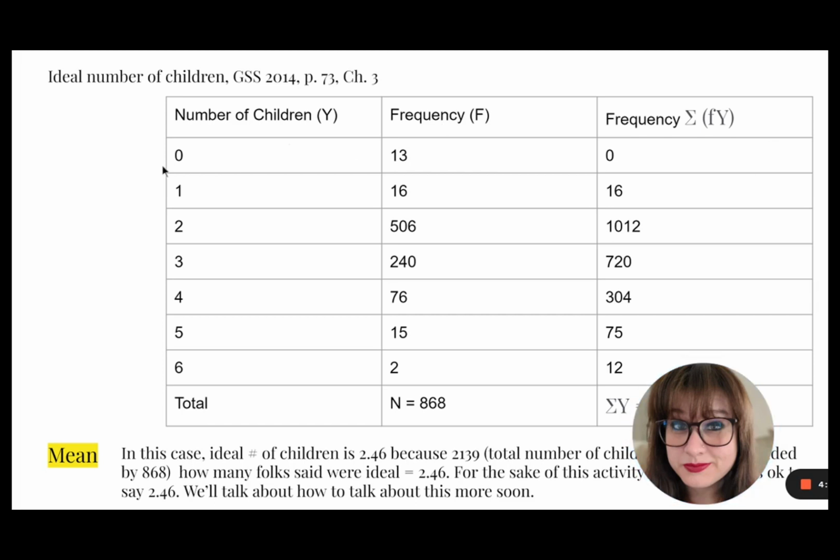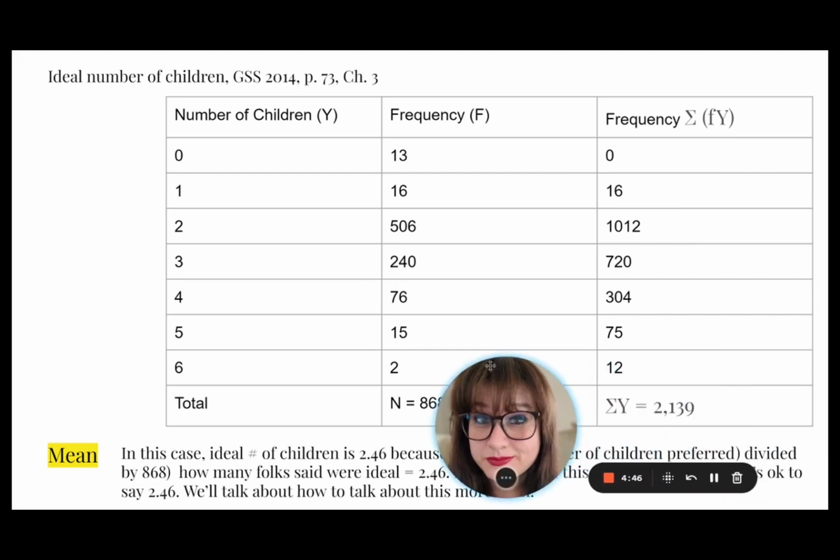So in this case, these were the options: 0 children, 1 child, 2 children, 3 children, 4, 5, 6. And this is the number of people who selected these options. So 13 people said 0, 16 people said 1, 506 said 2, etc., which gives us our N at 868. So if you look over at this, excuse me, I'm going to move this.